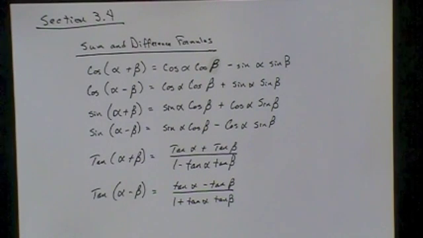In section 3.4 we're working with sum and difference formulas, and with these formulas we'll be able to find exact values and establish identities. If you have an odd angle, like an angle of 105 degrees that's not on the unit circle, we can either add or subtract some values that are on the unit circle to be able to find these values.